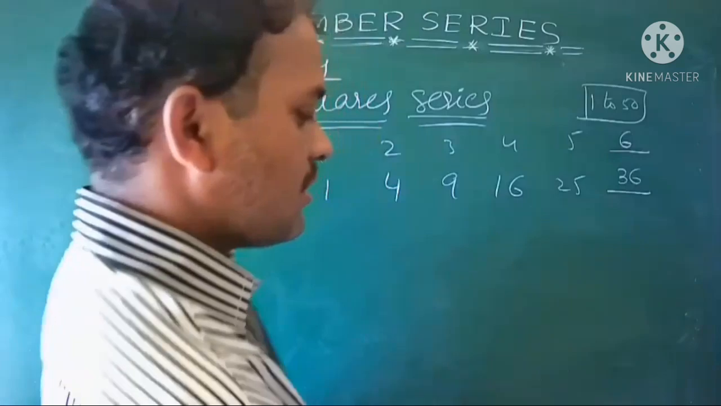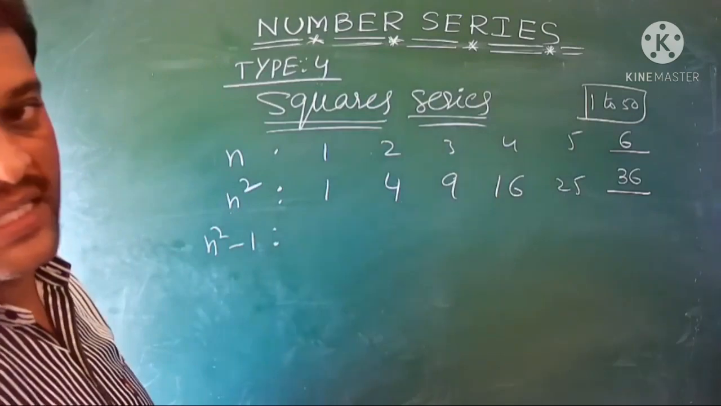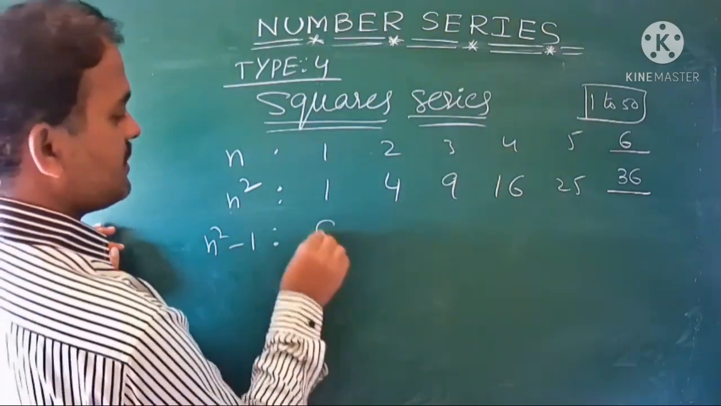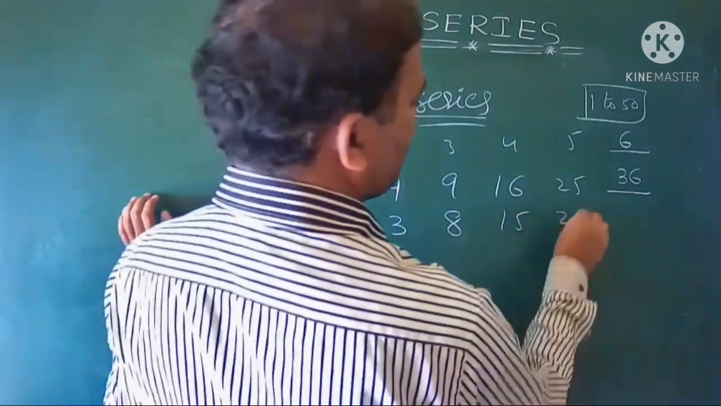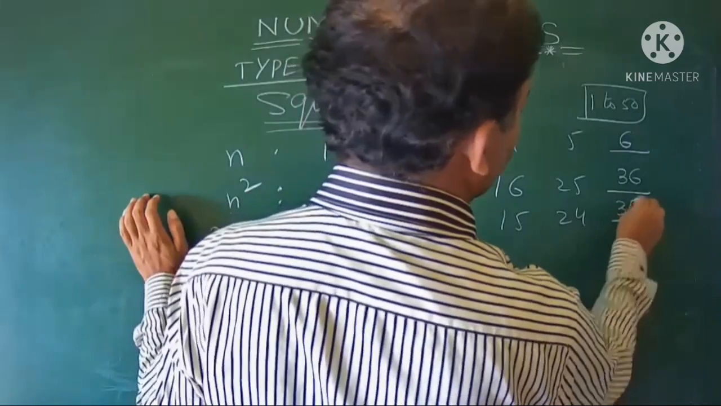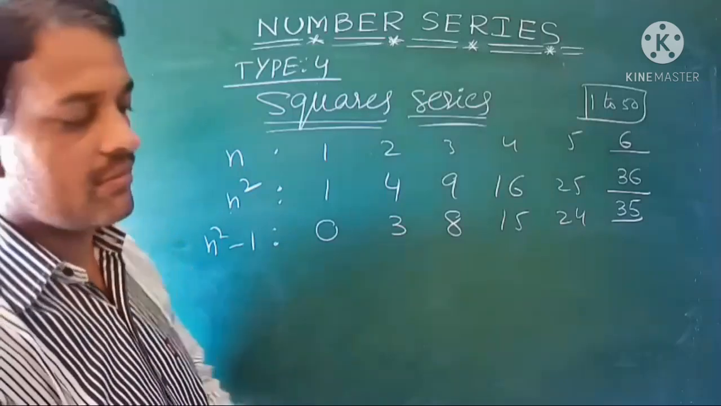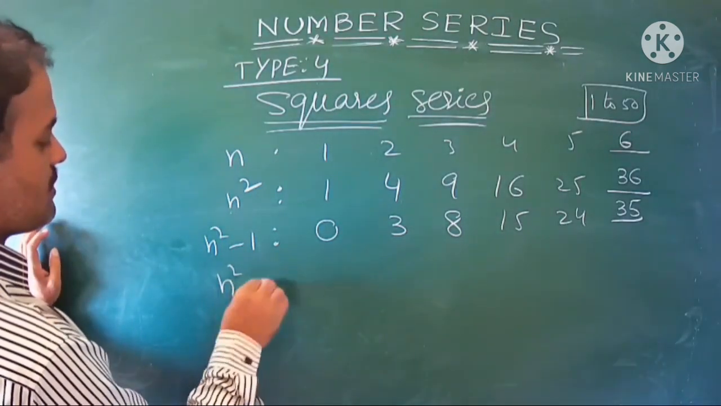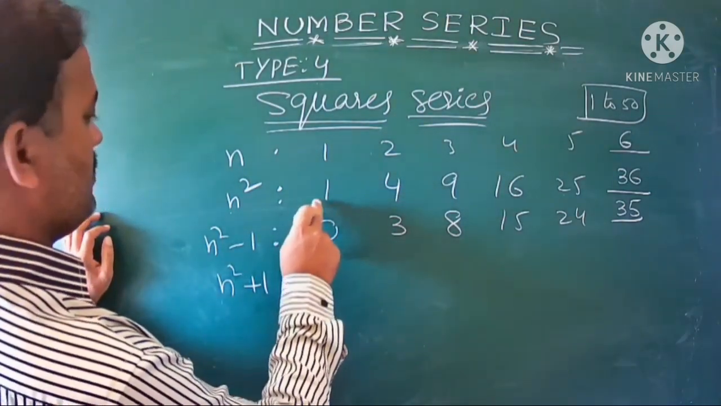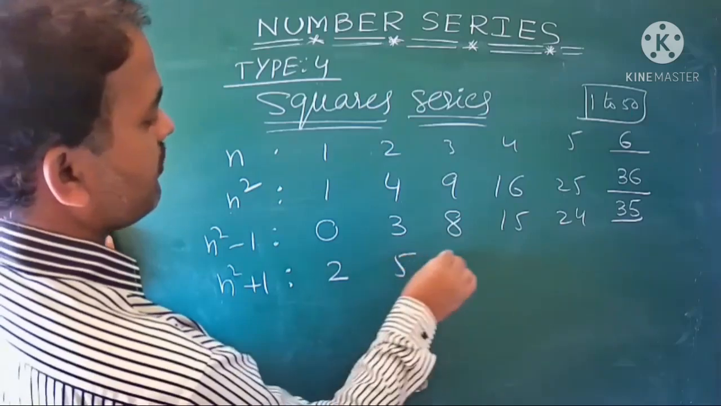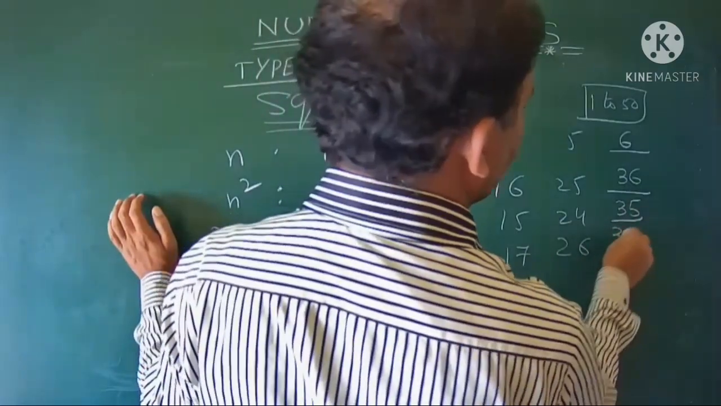Next, the n square minus 1 series will be 0, 3, 8, 15, 24, and the next one will be 35. Why? Because this series is called the n square minus 1 series. Next, one more series is the n square plus 1 series: 2, 5, 10, 17, 26, and the next is 37.